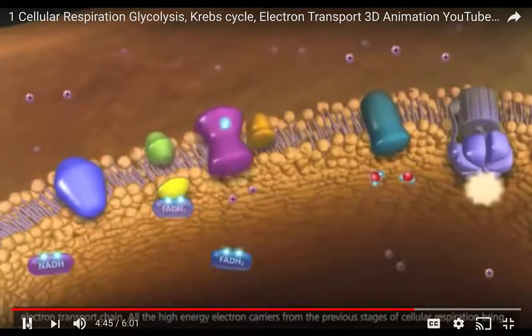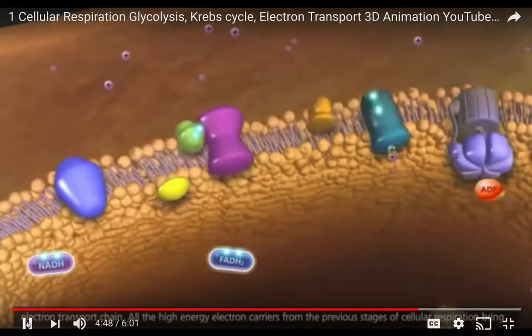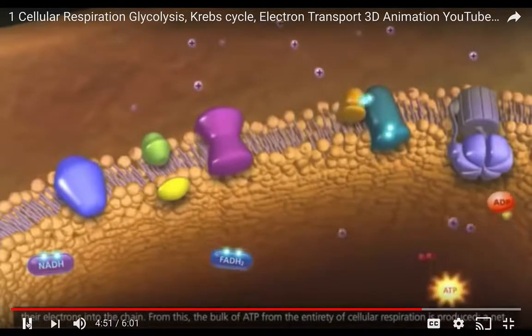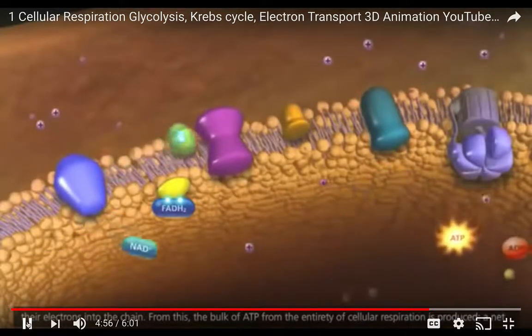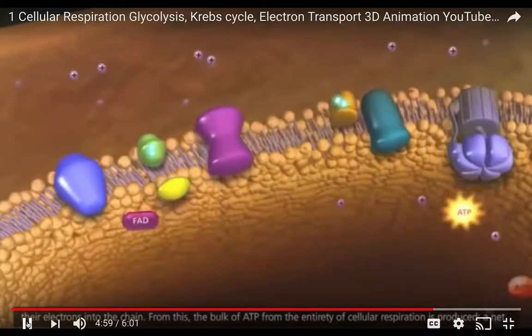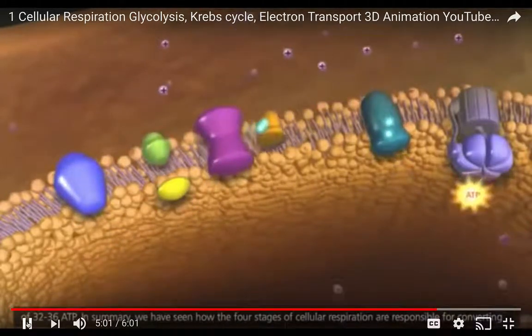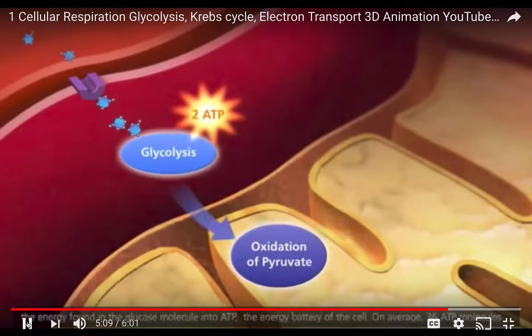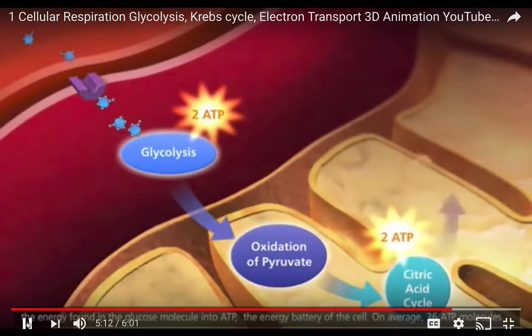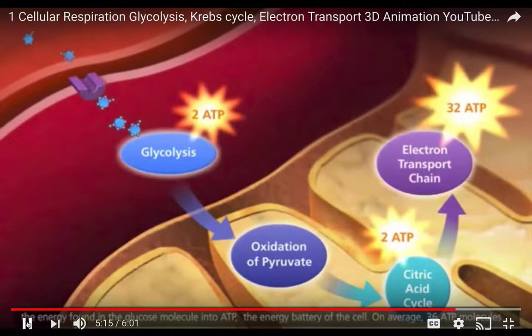All the high-energy electron carriers from the previous stages of cellular respiration bring their electrons into the chain. From this, the bulk of ATP from the entirety of cellular respiration is produced, a net of 32 to 36 ATP. In summary, we have seen how the 4 stages of cellular respiration are responsible for converting the energy found in the glucose molecule into ATP, the energy battery of the cell. On average, 36 ATP molecules are produced per glucose molecule that entered the cell.